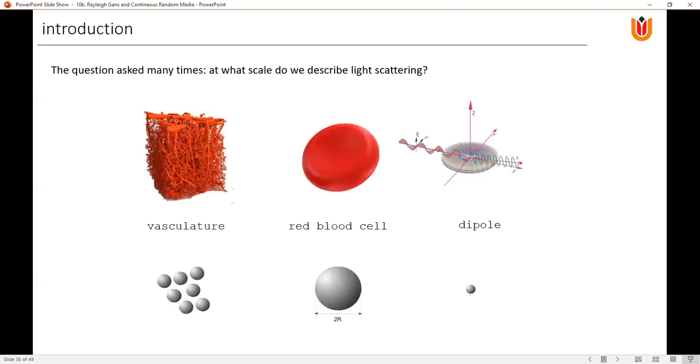And so again, the introduction is, at what scale do we describe light scattering? For a dipole, you could take a very small particle. Rayleigh theory would hold. For a red blood cell, you could take a spherical particle that has a certain size equivalent to the red blood cell, and then Mie theory would hold. And for blood tissue, vasculature, whatever, you would take a bunch of particles and you would need the structure factors and so on to make that work.